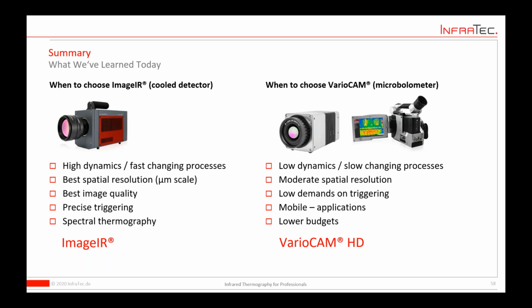But on the other hand, there are the microbolometer cameras, represented by the VarioCAM series. These are suitable for, in brackets, ordinary processes with a low dynamics, slow changing processes with a moderate spatial resolution, with low demands on triggering, but also if you have mobile applications. And fortunately, these cameras are cheaper than cooled detectors. They are more likely for maintenance-free applications, so implementation into industrial products and processes, for instance.